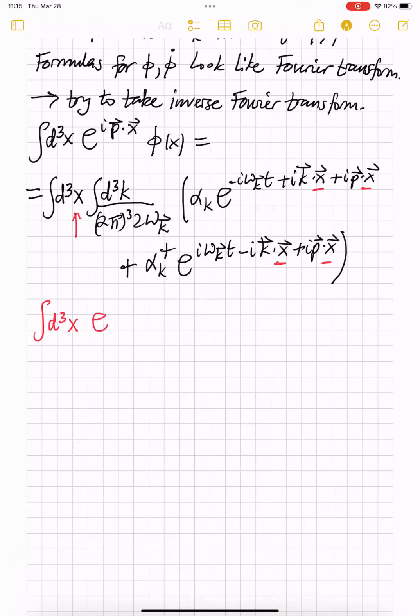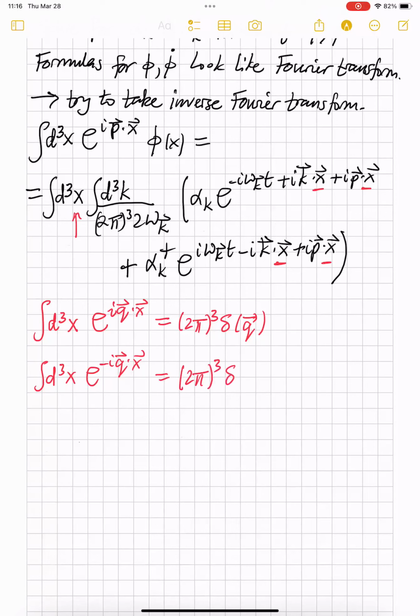And it tells you that an integral d3x of e to the I q dot x is equal to 2 pi cubed times delta of q. A few things to notice. If you were to complex conjugate this equation, you would learn that the integral d3x of e to the minus I q dot x. So complex conjugating, the d3x stays the same, but the exponential changes sign. 2 pi cubed stays the same because it's real, and delta of q stays the same because it's real.